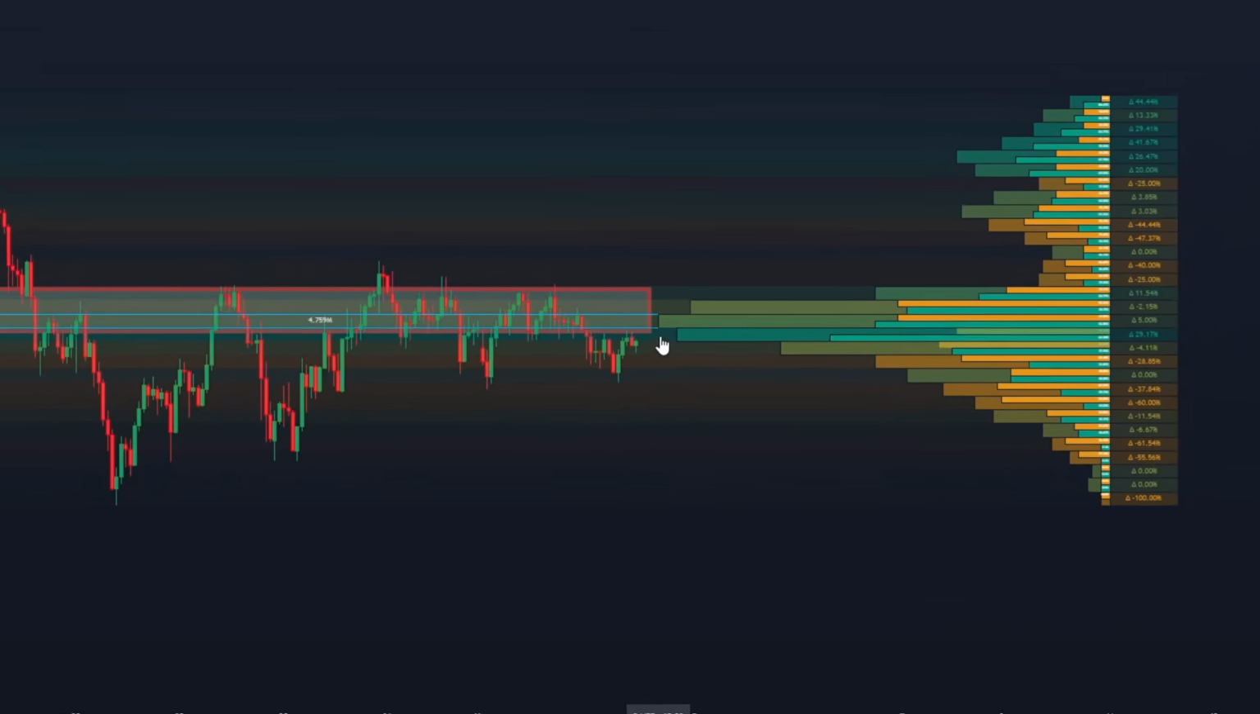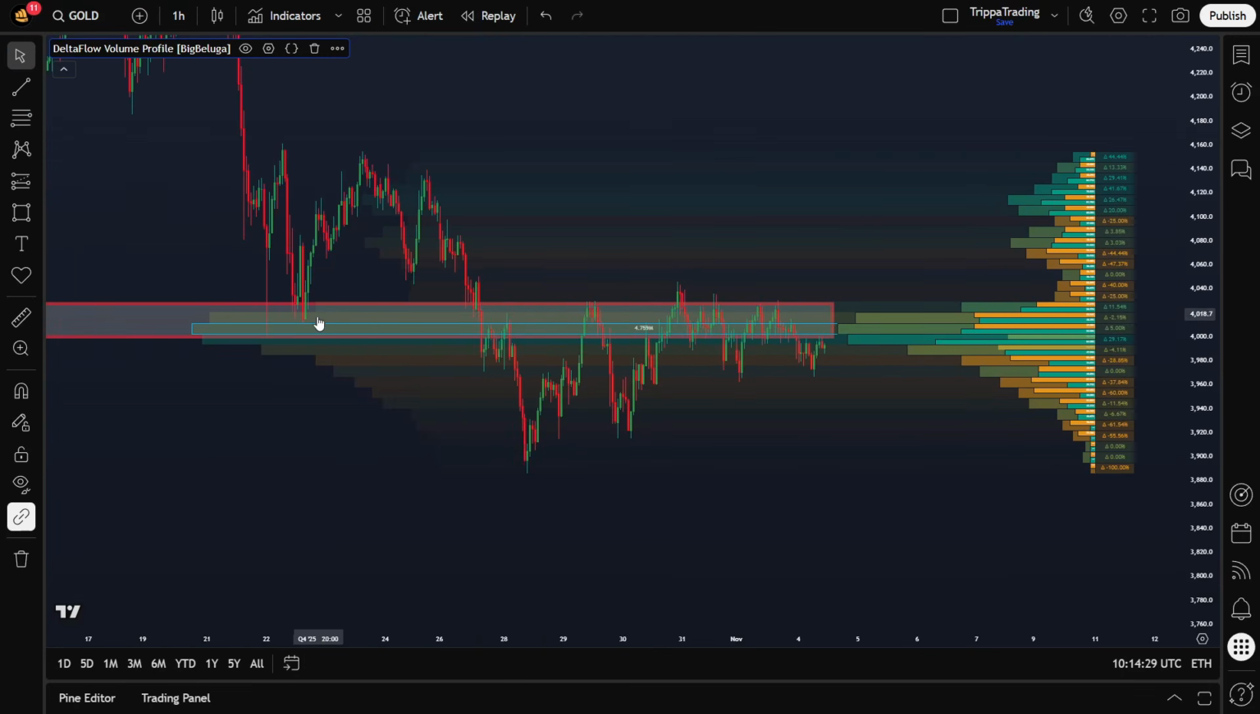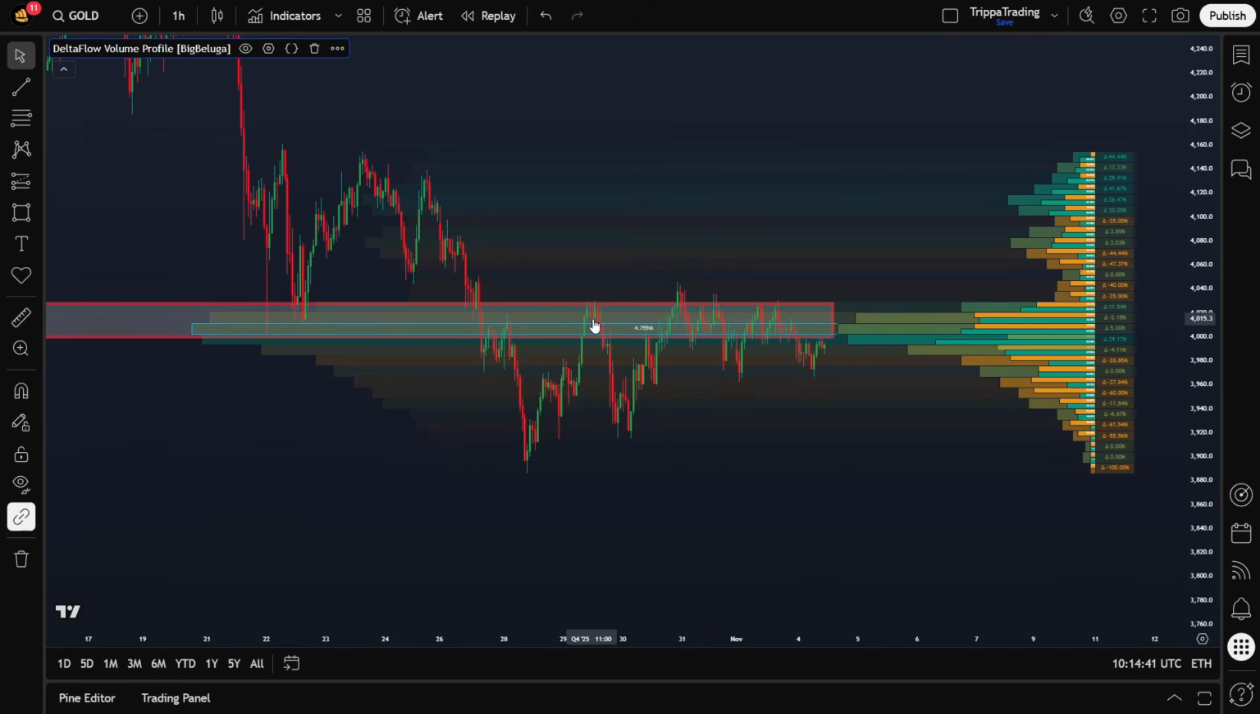And remember, when a support zone breaks, it often becomes resistance, and the volume profile will usually show the same high volume bar at that exact level. So, when price revisits it later, you already know where to expect reactions. But there's one more angle to this, because the volume profile shows activity across price ranges.